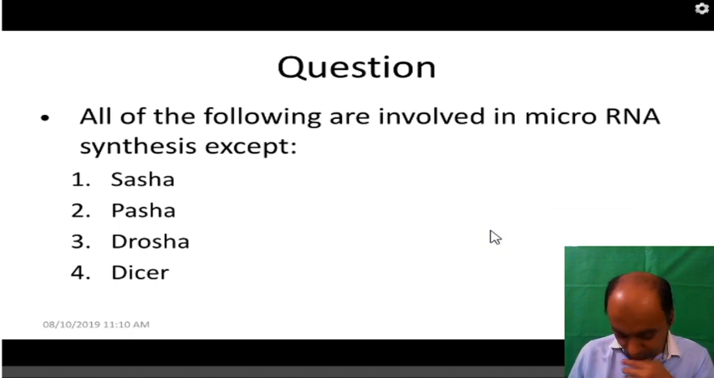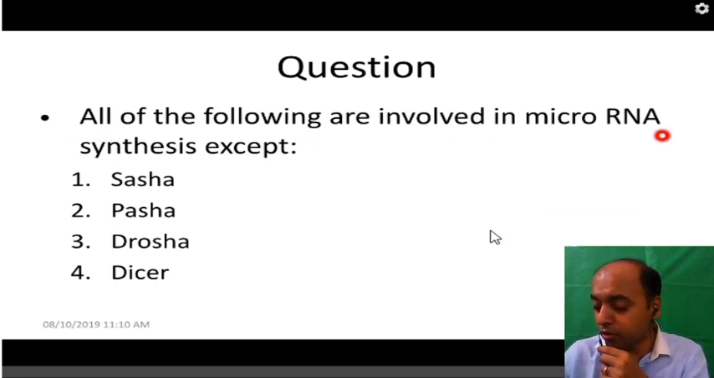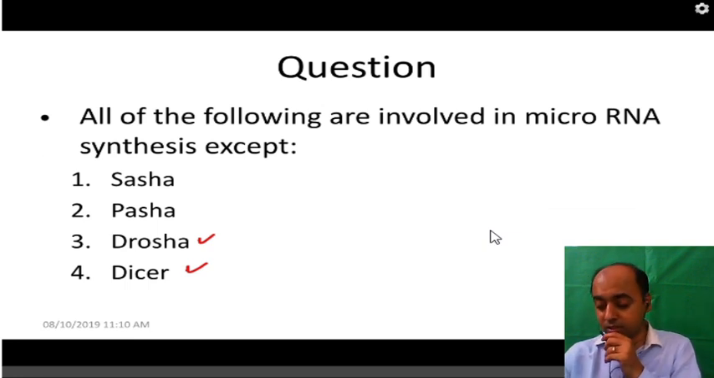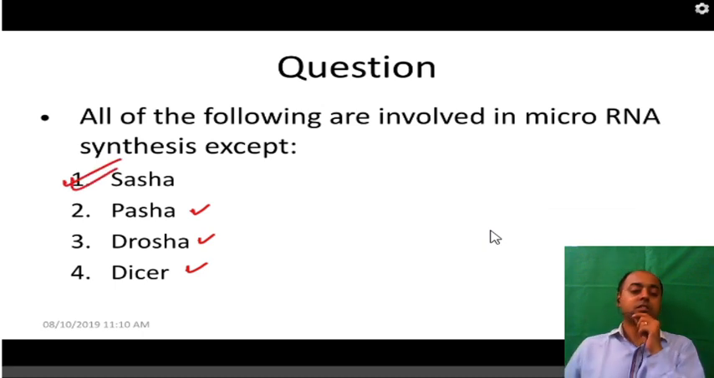Now this is a slightly tricky question. All of the following are involved in microRNA synthesis except: we know that Drosha is involved, we know Dicer is involved, we know that the DGCR8 is known as Pasha, so Sasha is not involved. So the correct answer is Sasha.